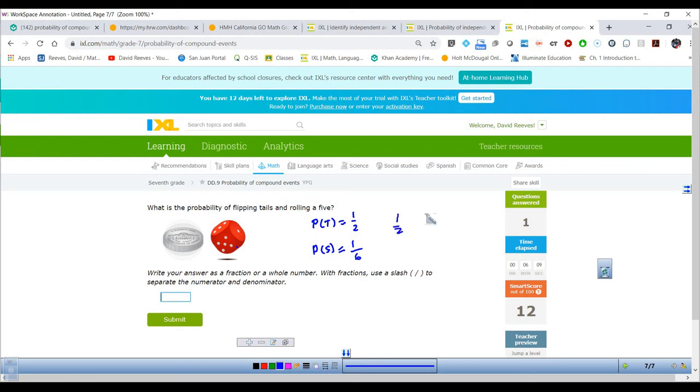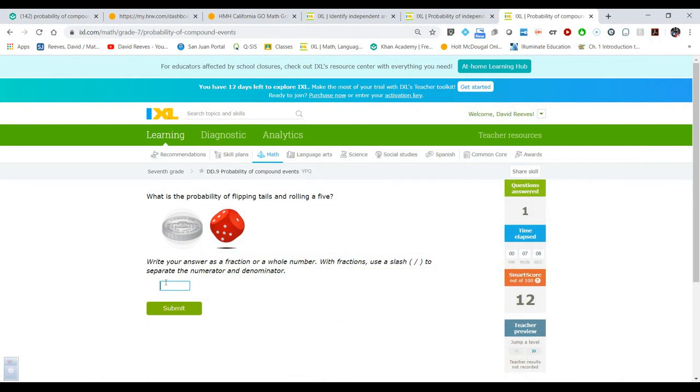We have 1 out of 2 chance of getting a tail. We have 1 out of 6 chance of rolling a 5. We are going to multiply because we don't subtract or add or divide these probabilities, and we get 1 over 12. So again, we have a 1 out of 12 chance, which is not a very likely chance, right? It is not likely that that's going to occur.